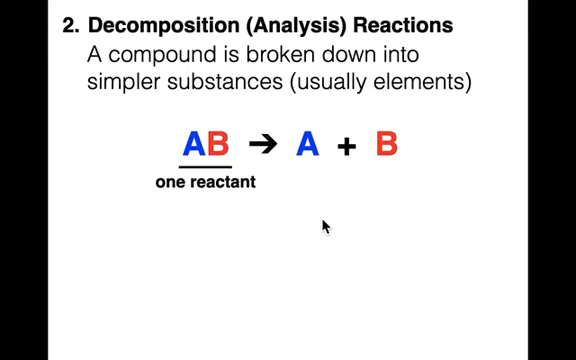So just like a synthesis reaction, you recognize it because there's only one product. For a decomposition reaction, you recognize it because there's only one reactant. Now it's called an analysis. To analyze something, you break it apart. And so that's why that's also referred to as an analysis reaction. Okay, let's look at an example.